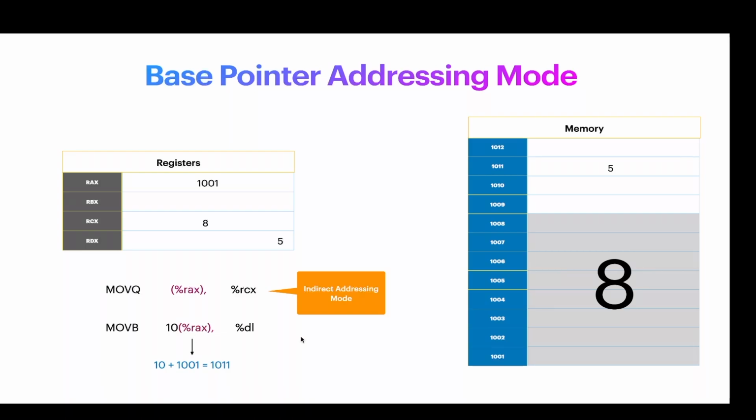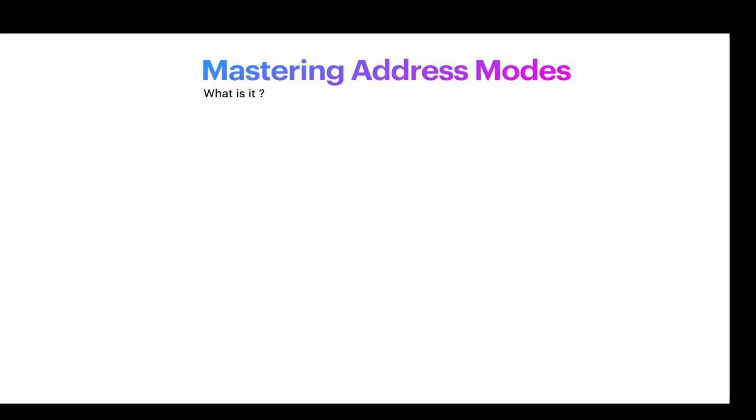It's heavily used when you talk about functions and the stack, in accessing function parameters and local variables, etc. So it's a very powerful technique that we'll be using in functions. So that's it. There are other addressing modes as well, but these are the popular and more frequently used addressing modes. If you know these addressing modes, you can pretty much do anything in assembly.